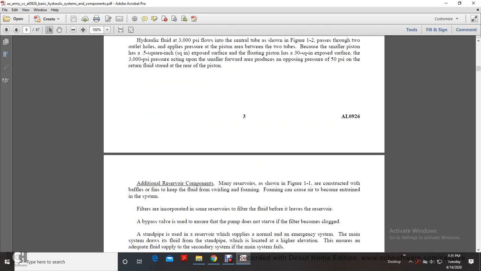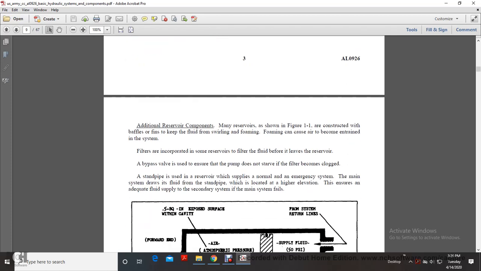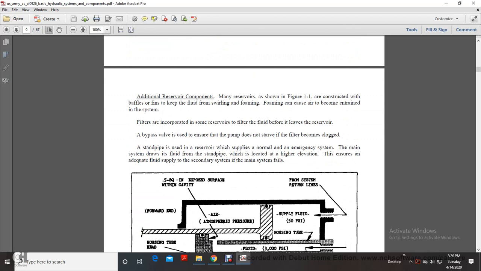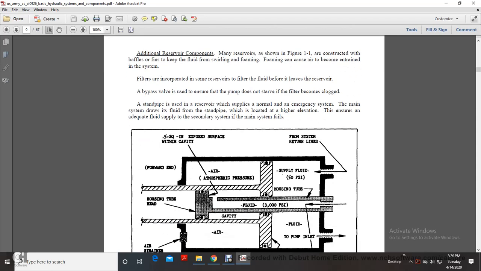Additional reservoir components. The main reservoir is shown in figure 1-1. Many reservoirs are constructed with baffles and fins to keep the fluid from swirling and foaming. Foaming can cause air to become entrapped and trained into the system. Filters are incorporated in some reservoirs to filter the fluid before it leaves the reservoir. A bypass valve is used in case the pump does not start if the filter becomes clogged. A standpipe is used in the reservoir, which supplies the normal and emergency system. The main system draws fluid from the standpipe, which is located at a higher elevation, ensuring an adequate fluid supply for the secondary system and the main system.